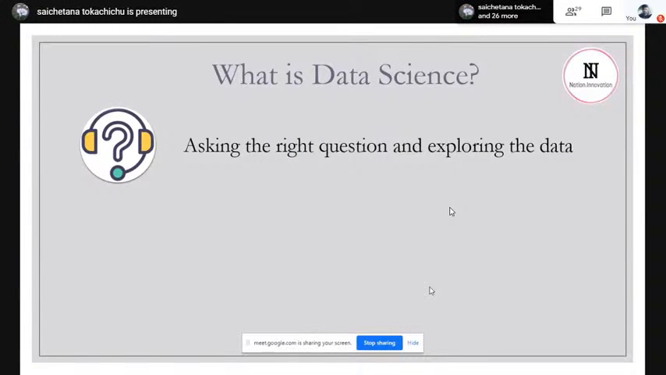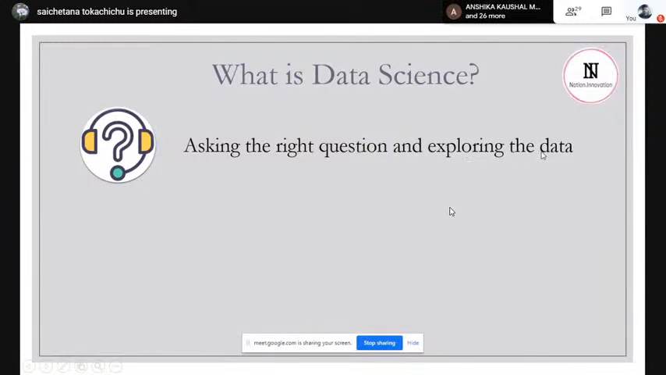We have everything, all the answers, but it is hidden. Our problem is finding the question. What is the right question? Trust me, in data science, if you ask the right question, you will save around 50% of your time. And then exploring the data, treasure hunting. We hunt that way, exploring the data.